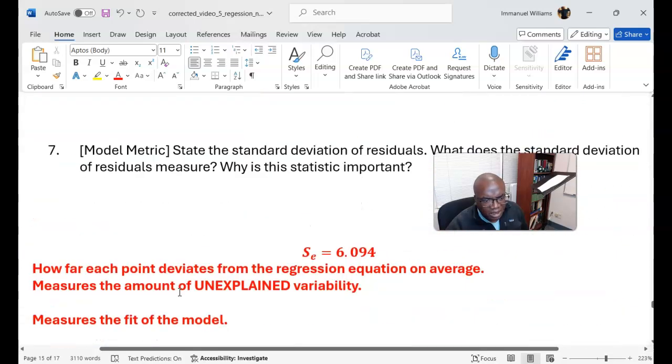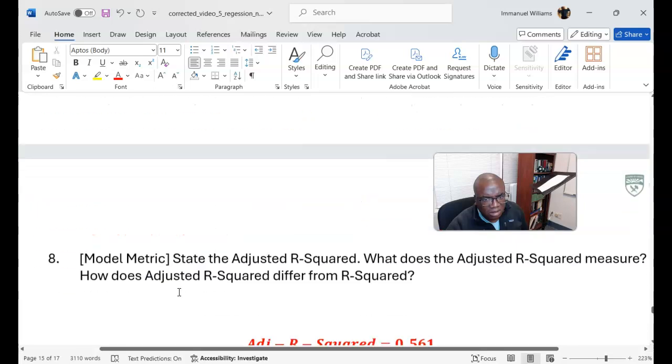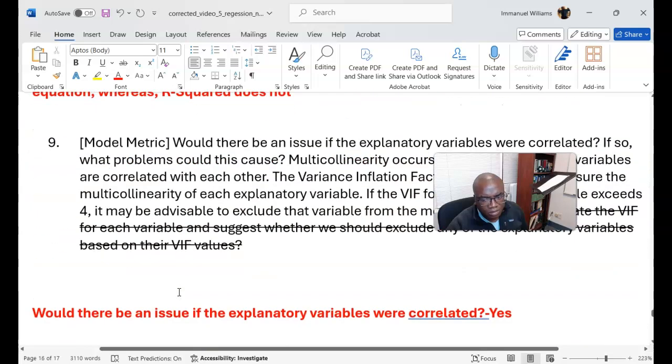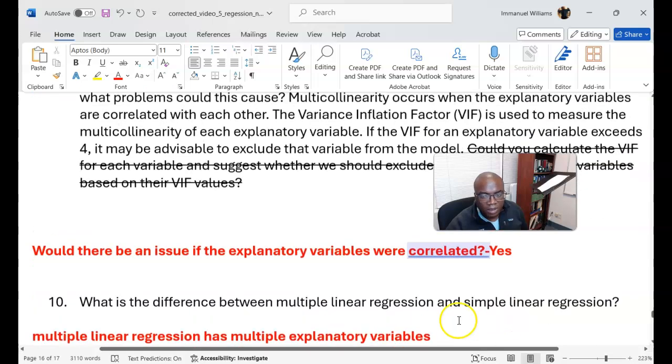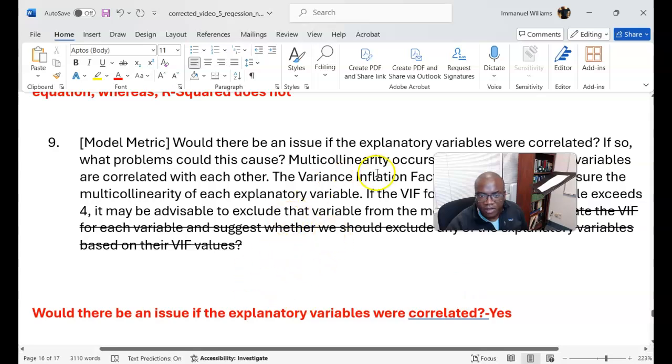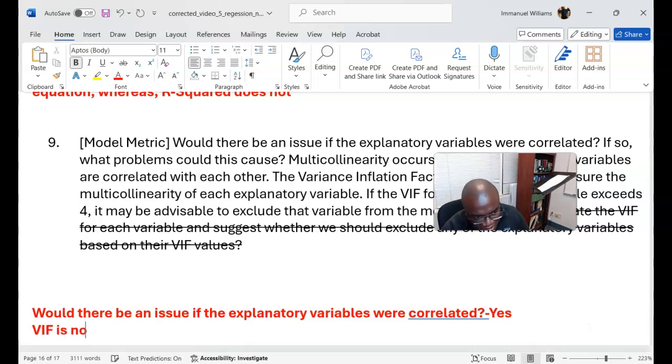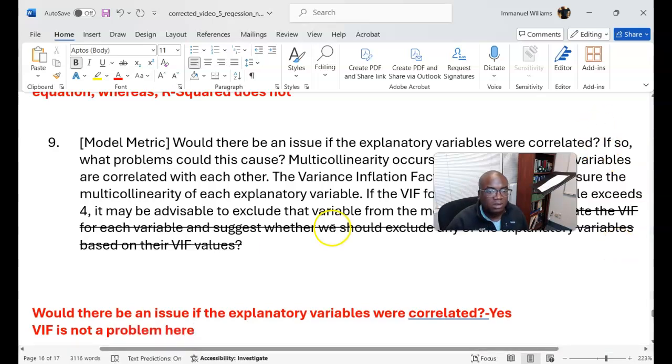So with that being said, would there be an issue if the explanatory variables were correlated? Yes, but I didn't provide anything else other than that, because I was just explaining it. So I'm just going to type it here. VIF is not a problem here. All right.